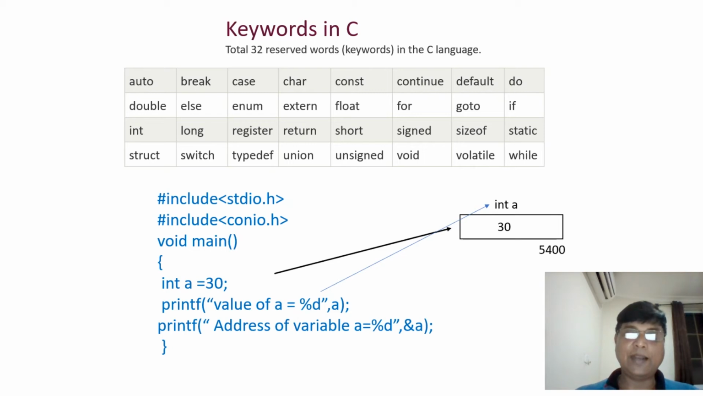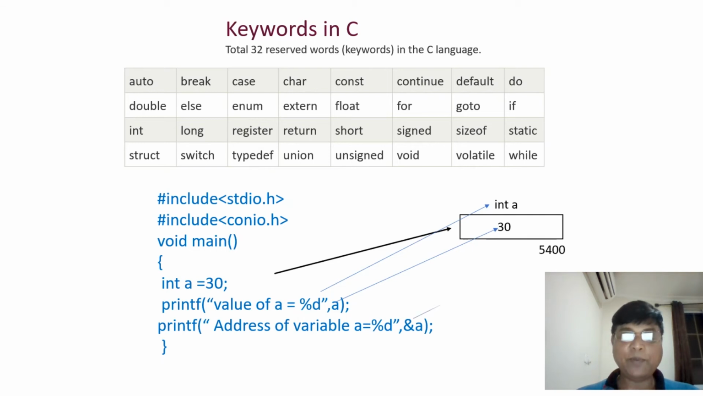So integer a, and then what is the variable we want to print? I use comma a. Comma a means I want to print the value of a. The moment I say a, it points to the location, gets the value 30 itself, and then prints it.